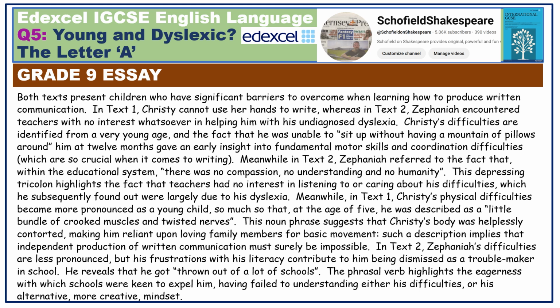Both texts present children who have significant barriers to overcome when learning how to produce written communication. In text 1, Christie cannot use his hands to write, whereas in text 2, Zephaniah encountered teachers with no interest whatsoever in helping him with his undiagnosed dyslexia. Christie's difficulties are identified from a very young age, and the fact that he was unable to sit up without having a mountain of pillows around him at 12 months gave an early insight into fundamental motor skills and coordination difficulties, which are so crucial when it comes to writing.